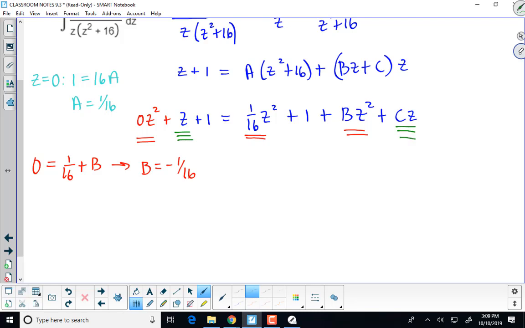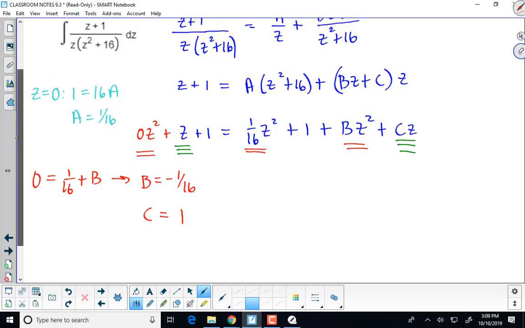And what do we notice about z? The coefficient of z on the left is 1. The coefficient of z on the right is just c, so we're already done with that one. So we have that c is equal to 1. And we have all three letters now: a, b, and c.